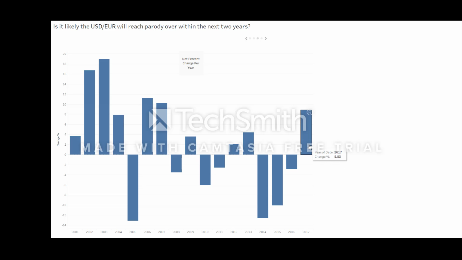As you can see, already through 2017, we are right around 8.83%, which is definitely on the higher end of things, and the year's not even done yet. Since the top of the year, the dollar has lost well over 8% on the euro, as depicted by this graph.